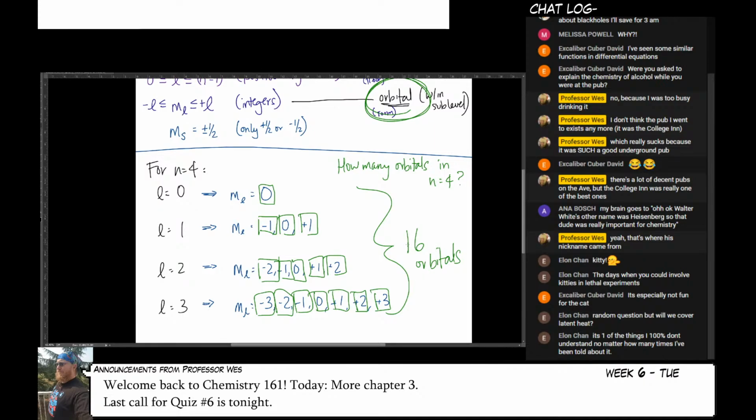And if you've noticed, hey, there's a connection between these two numbers. Yeah, there totally is. For a given n, there are n squared orbitals. This is just how the math shakes out. If I had n equals 5, I would then put L equals 4 down here. L equals 4 would go -4 to +4. That's 9 total entries. 16 plus 9 is 25. 5 squared is 25. It checks out.